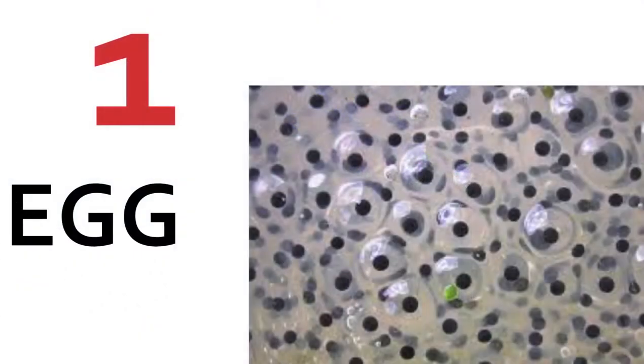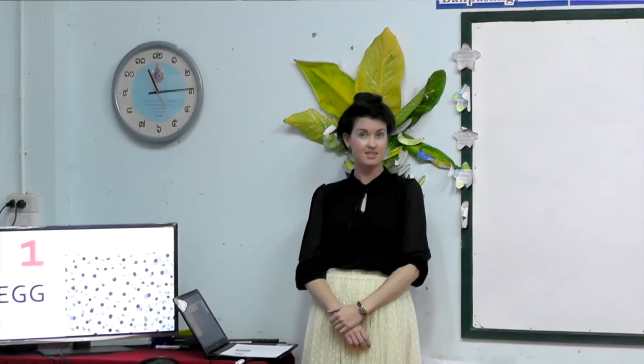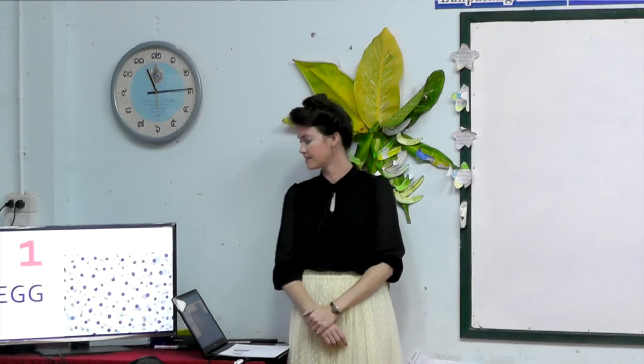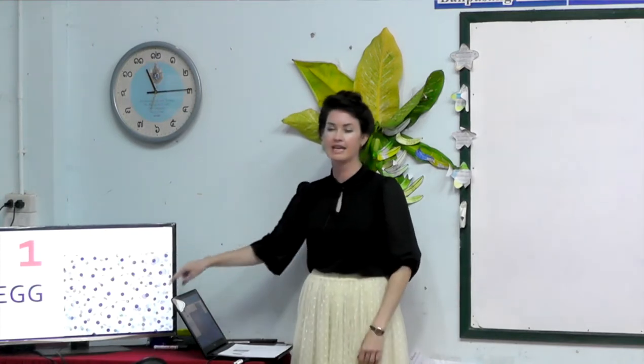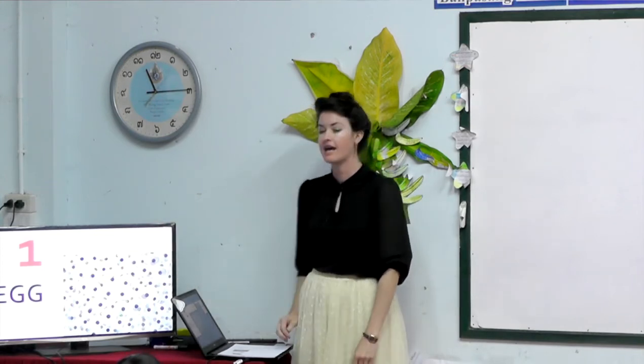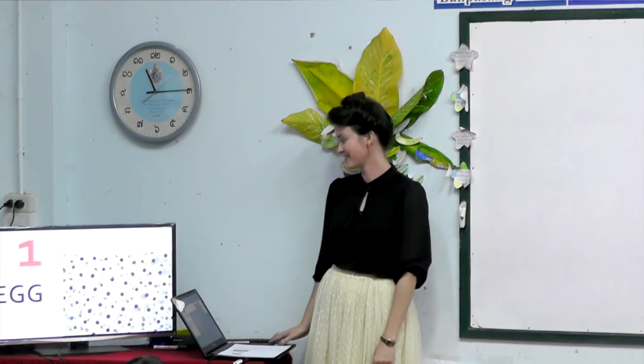So first, frogs, they start off as an egg. Does that egg look the same as a chicken or a duck egg? No, it looks different. Does it look the same as a butterfly egg? No, it looks different, right? Yeah, it looks like a little balloon. But we still call them eggs. They do look like bubbles, yeah.